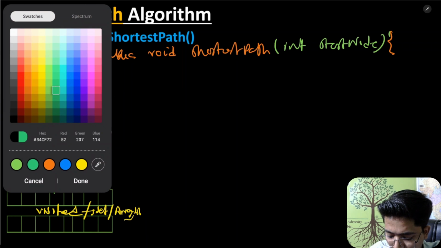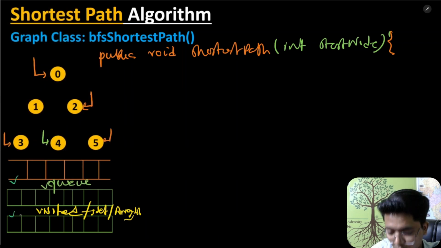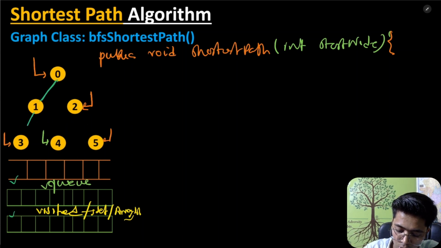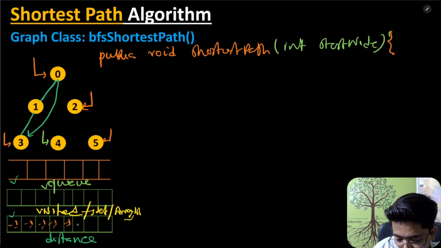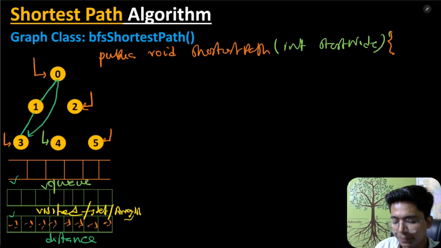First of all, we have to create the queue and the visited set, and for that we will be creating all the things. And one more thing, we have to maintain the distance also, the total distance from 0 to 3, we have to track that too. So we'll be using one more array for this distance, and we'll be initializing all the distances with -1. So let's create that distance array.